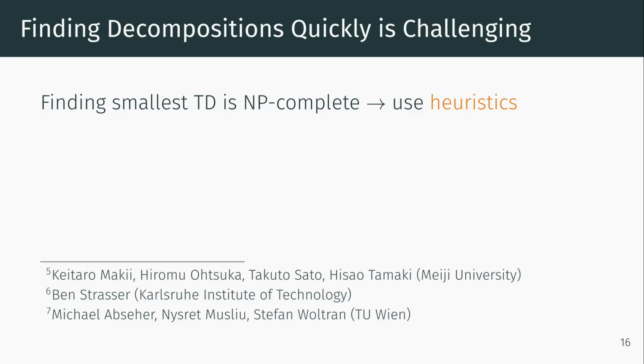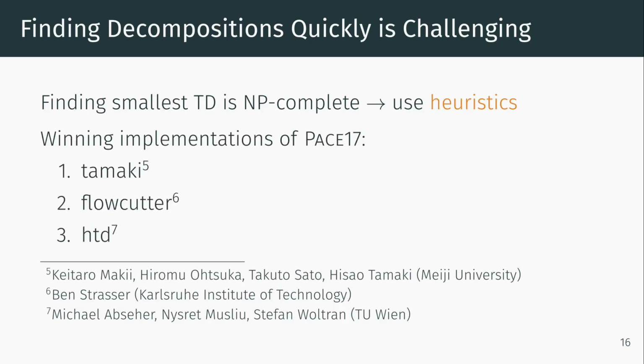Unfortunately, finding a smallest tree decomposition is an NP-complete problem, and thus we have to use heuristics in order to solve this problem efficiently. Fortunately, this is a well-studied problem, so we will survey the winning implementations of the Parameterized Algorithms and Computational Experiments challenge in 2017, which we will refer to as Tamaki, Flowcutter, and HTD in the following.